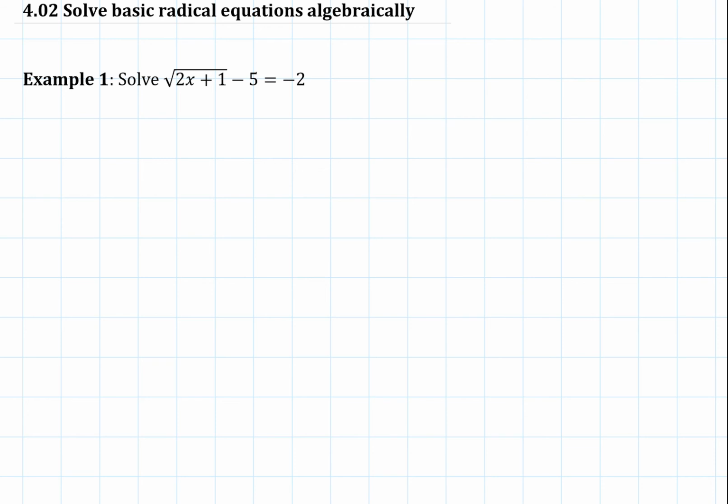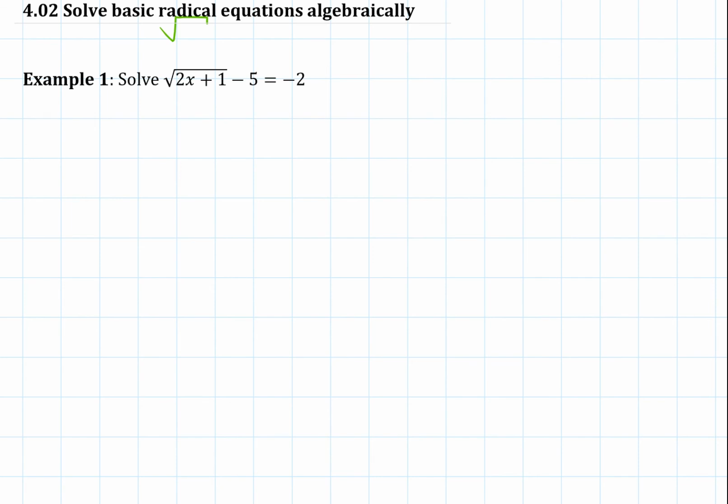Today's goal is to solve basic radical equations algebraically. Algebraically means not graphically and not using your calculator. And to solve means we're looking for the solution, the x values that make the equation true. We're solving different kinds of equations than what we've seen so far. Radical means it's got a square root or a cube root or something like that.